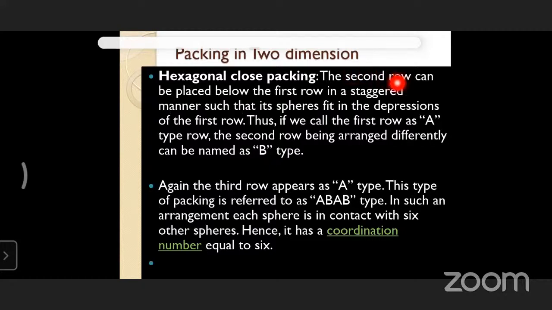Now the second row can be placed below the first row in a staggered manner, such that its spheres fit in the depressions of the first row. Thus, if we call the first row an A type row, the second row, being arranged differently, can be named B type. Again, the third row appears as A type. This type of packing is referred to as AB type, and in such an arrangement, each sphere is in contact with 6 other spheres. Hence, the coordination number is equal to 6.